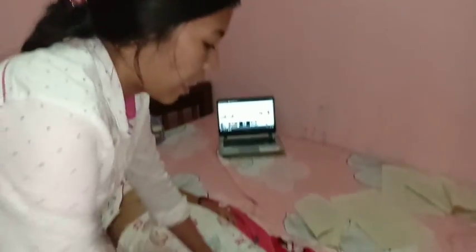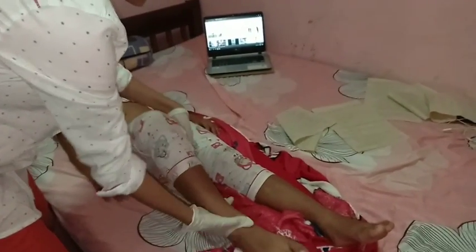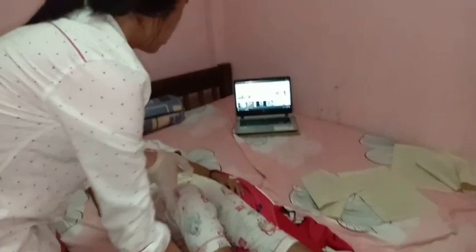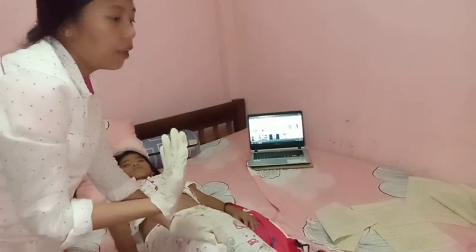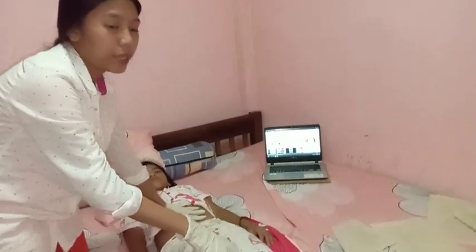So let's now proceed to the assessment for the obturator sign. I'm going to ensure that the client is in a supine position, and then I'm going to support the client's knee and ankle. Then I will instruct the client to inform me whenever she feels any pain at her abdomen while I'm doing the rotation of her legs.